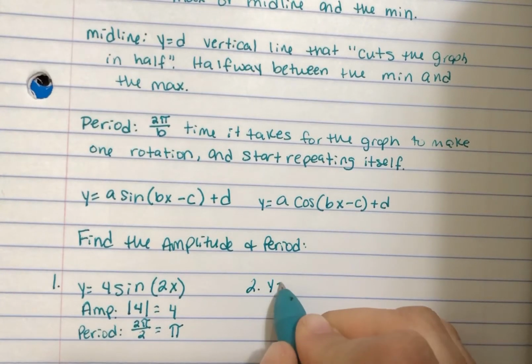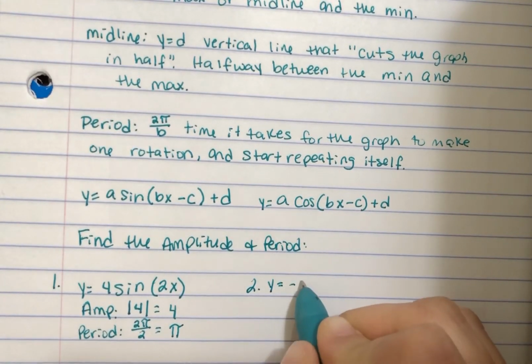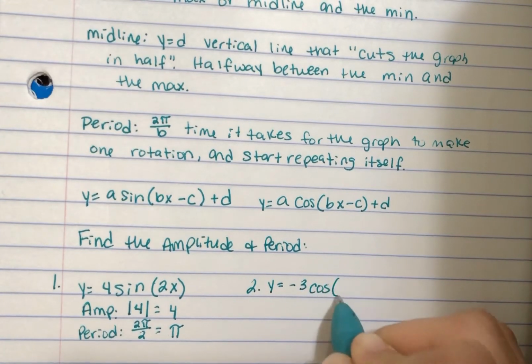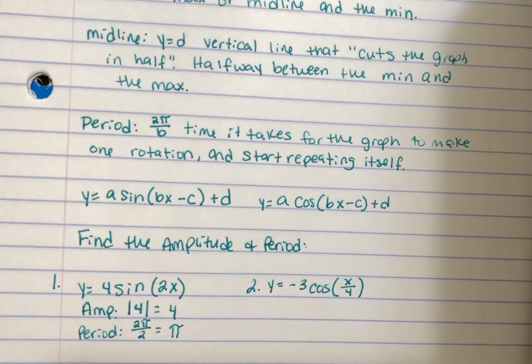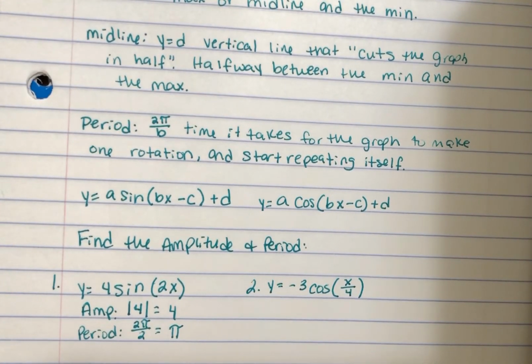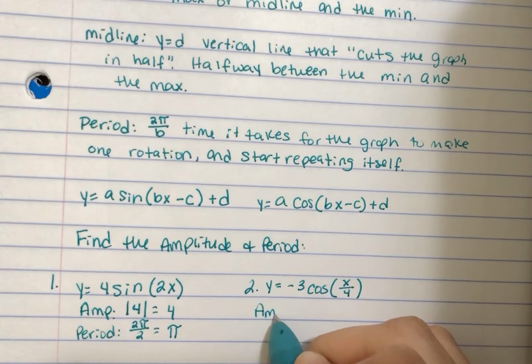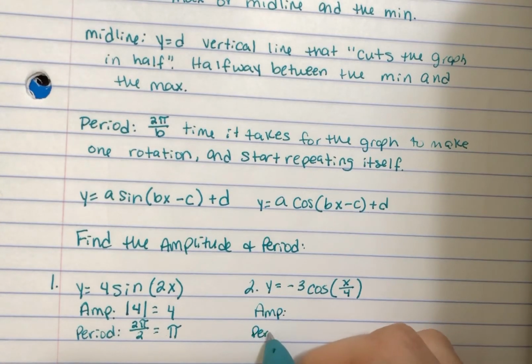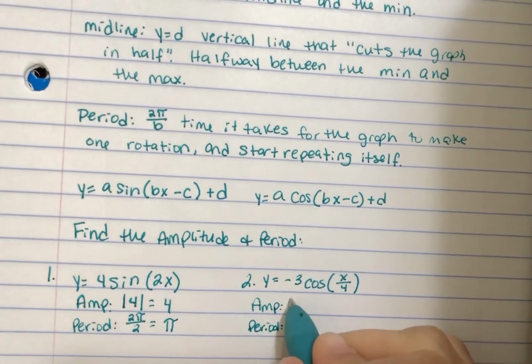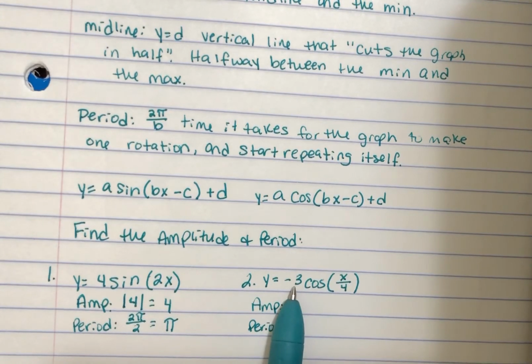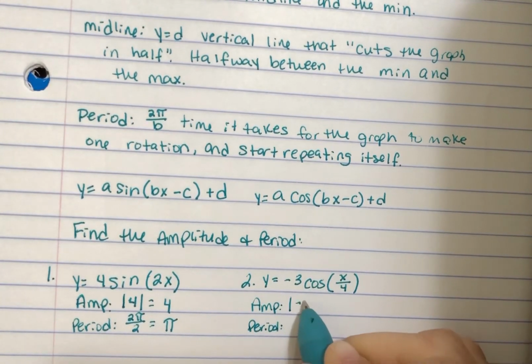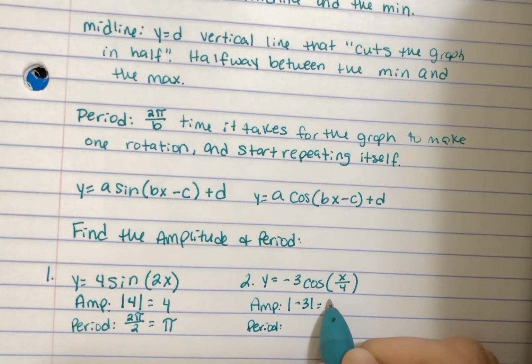Let's do another one. So let's say we have y equals -3 cosine of x divided by 4. And again, we want to find our amplitude and our period. For the amplitude, again, it's the absolute value of whatever is out front, whatever is being multiplied. So in this one, we're being multiplied by a -3. So we want to find the absolute value of -3, which we know is +3.